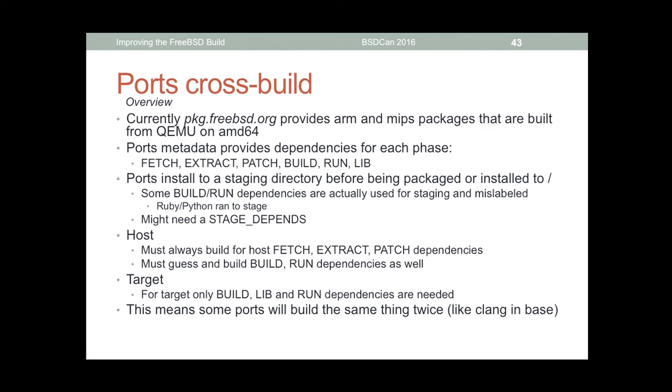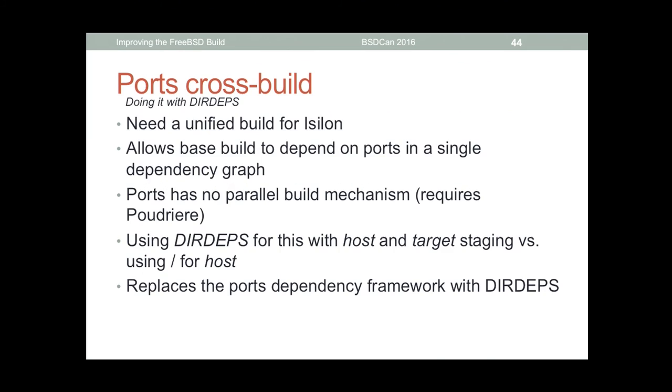So I think I'll just put all this stuff in an article since I'm out of time. But for cross-building ports, a lot of things are going to get built twice. And that's just how it's expected. I've pretty much got a cross-building prototype working with Isilon's code base using dirdeps. This allows a nice unified build where I can build userland and ports all in one dependency graph, one phase. So I can have ports that depend on base and have base depend on ports and vice versa, and everything just builds.